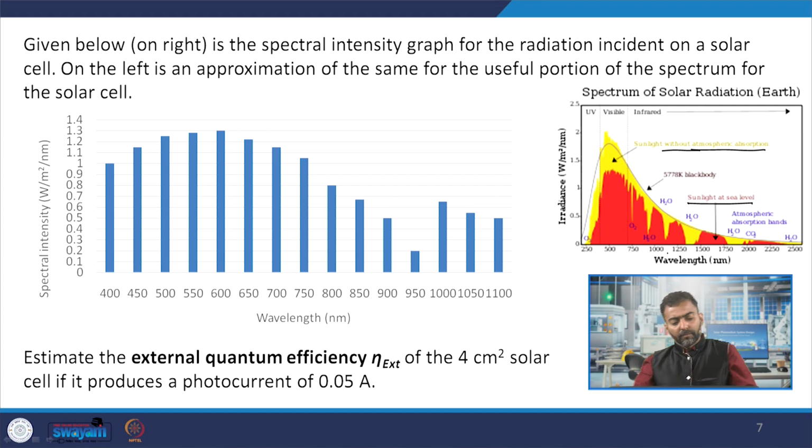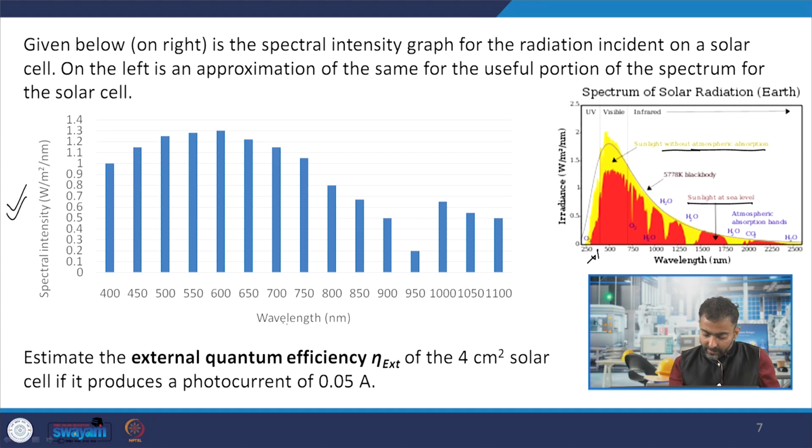Now, I have put here on the left hand side, for ease of calculation, a simplified approximation of the useful portion of the solar spectrum for the solar cell. Here I am taking just the visible and the infrared region, because the ultraviolet region will mostly be cut out by the ozone layer in the atmosphere. Mainly it is the visible and the infrared region, and in that region also I have just taken some sample wavelengths. So, I am looking at a simplified approximation of the solar spectrum, and I will use this particular graph for this problem.